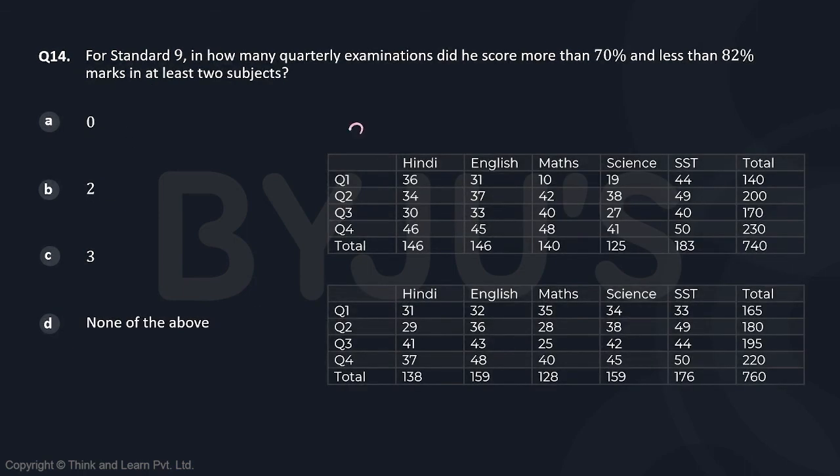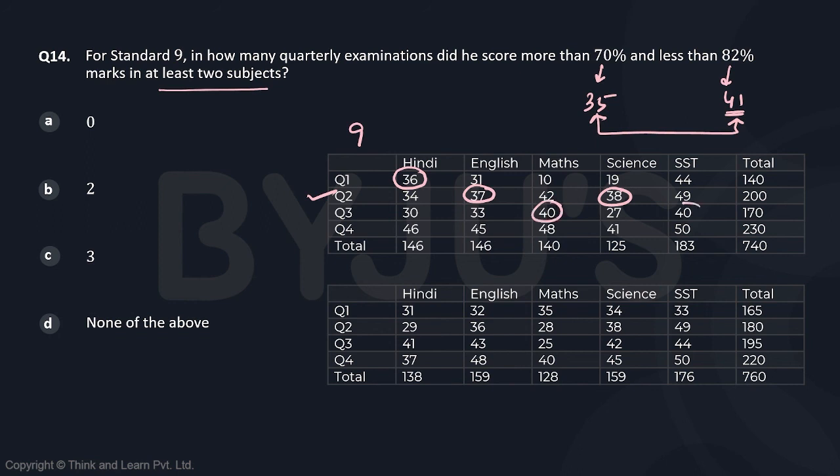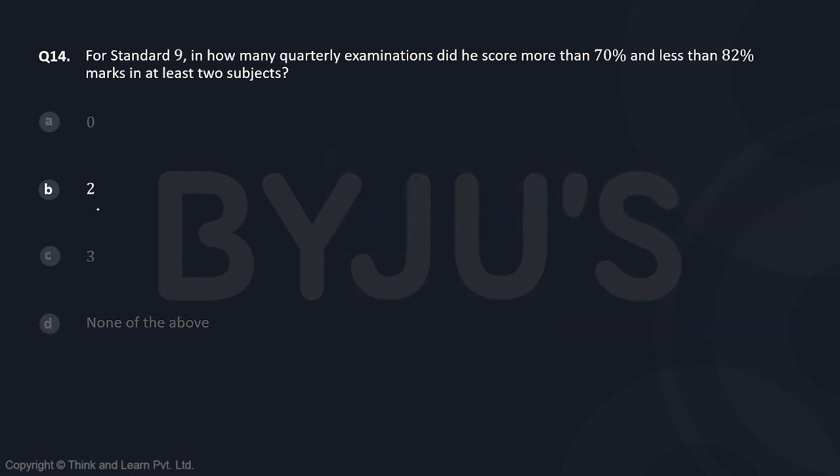And finally, for standard 9, once again, in how many quarterly examinations did he score more than 70% and less than 82% in at least 2 subjects? 70% of 50 is 35, 82% of 50 is 41. So we need scores between 35 and 41 in at least 2 subjects. In quarter 1, I see one score there, only one. In quarter 2, I see 37 and 38, two of them. So one is quarter 2. In quarter 3, I see 40 and one more 40, again 2. In quarter 4, I don't see anyone. So therefore, only 2 quarters are there. That gives me the answer as option B, which is 2.